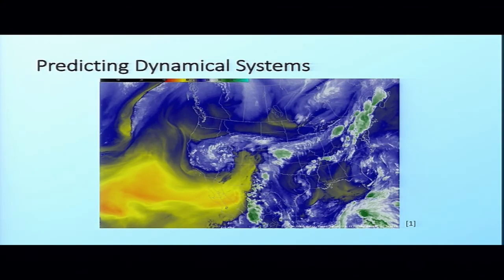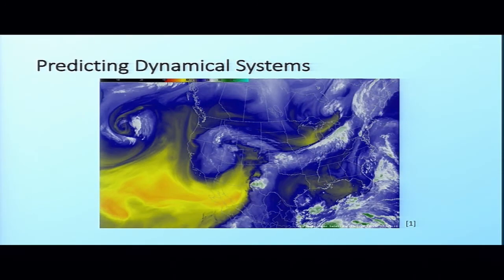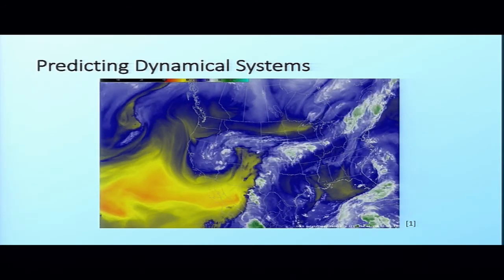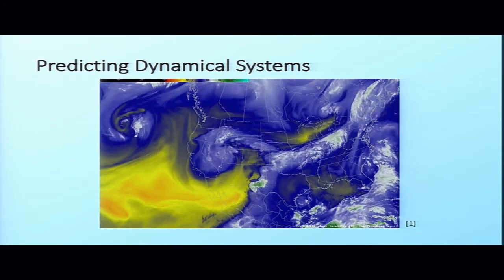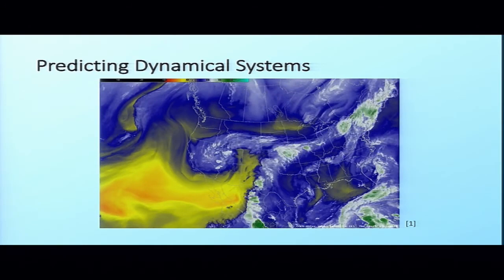So the problem we're looking at is predicting dynamical systems, in particular complex and chaotic systems like the weather. So this is of course a very important problem, also a very difficult problem. Chaos is difficult. But we hope that the solution that we propose today may help improve weather prediction.